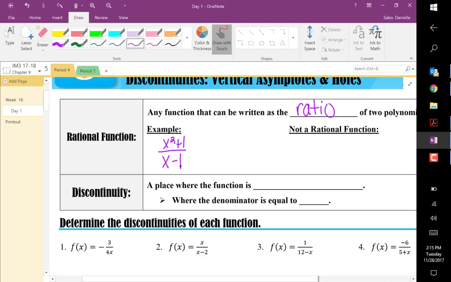Technically, you don't have to write this down, but if you had x, that could be rational because you could write it like this. But most importantly, you need to know that there are some things that don't qualify as rational. Things like 3 to the x power. I'm going to circle that. Because of the x in the exponent, that's not rational. It's actually called an exponential function, which we will talk about next semester.